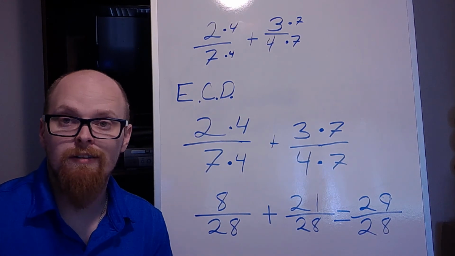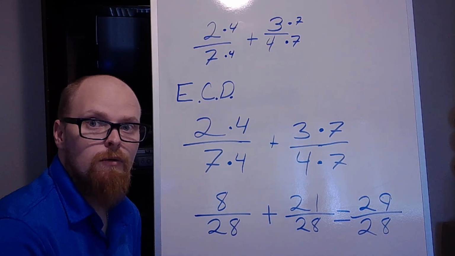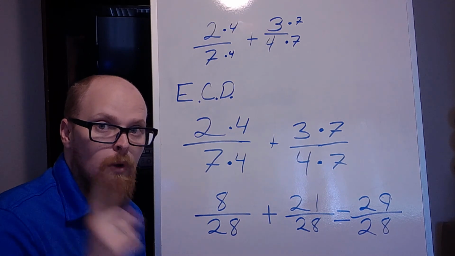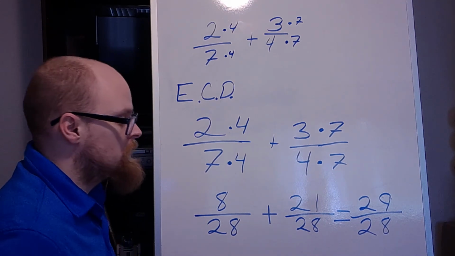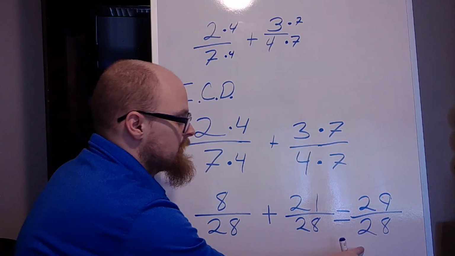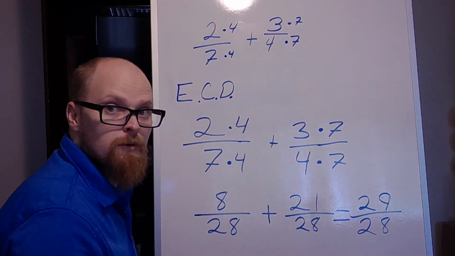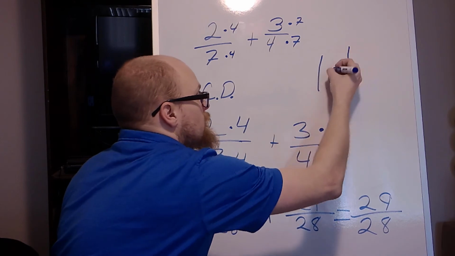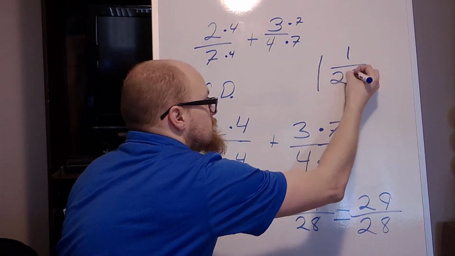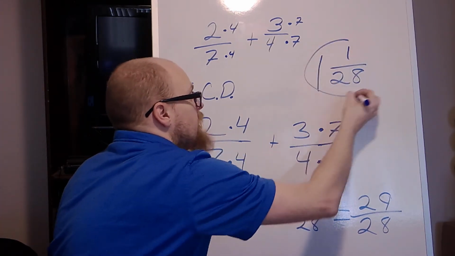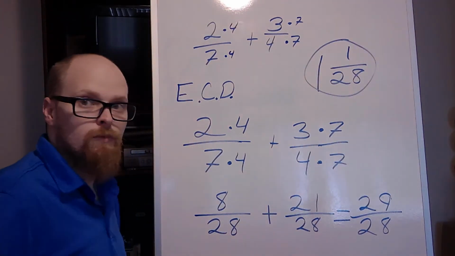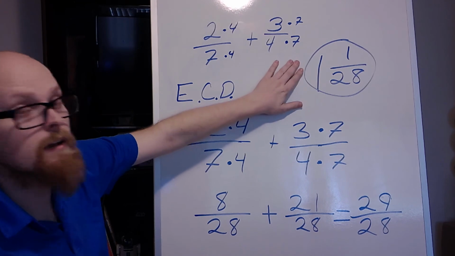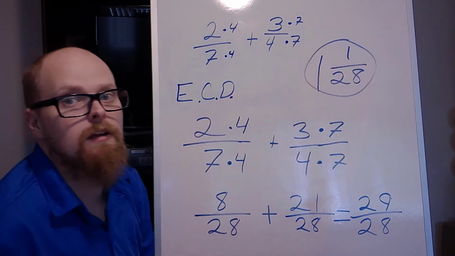28 goes into 29 one time, right? 29 minus 28 will give me 1 left over. So 29 over 28 comes out to be 1 and 1 over 28 as my final answer. Okay. This is the simplified version, because I can't get any smaller than 1.